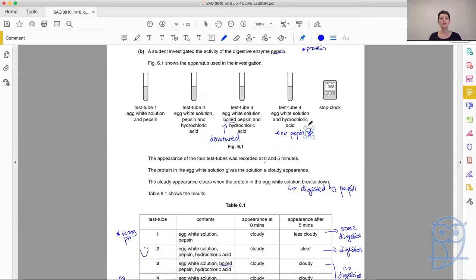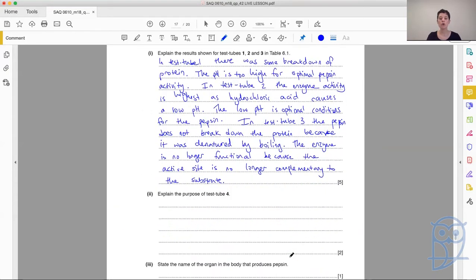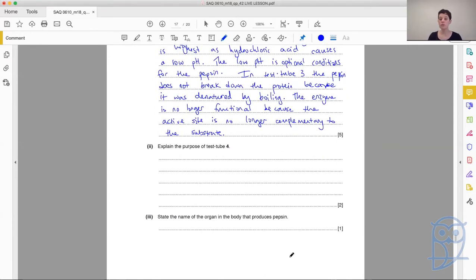So here we can see, well, is it just the hydrochloric acid that's actually digesting the protein? Or is there something more interesting going on? And if we look at the results for test tube 4, we see that absolutely nothing happens. It was cloudy at the beginning and it's cloudy at the end. There's no digestion. So the purpose of test tube 4 is to give us our control experiment.